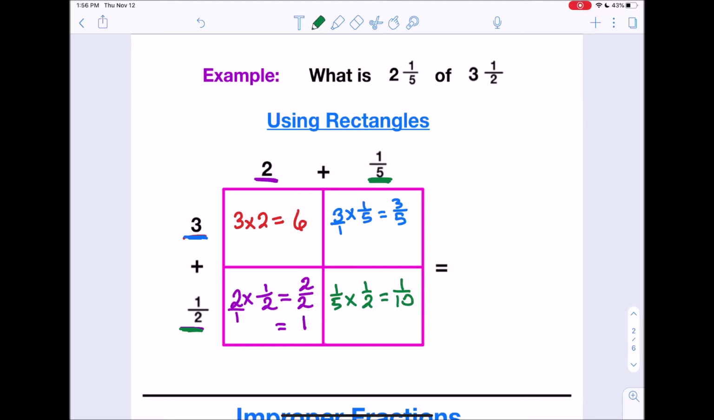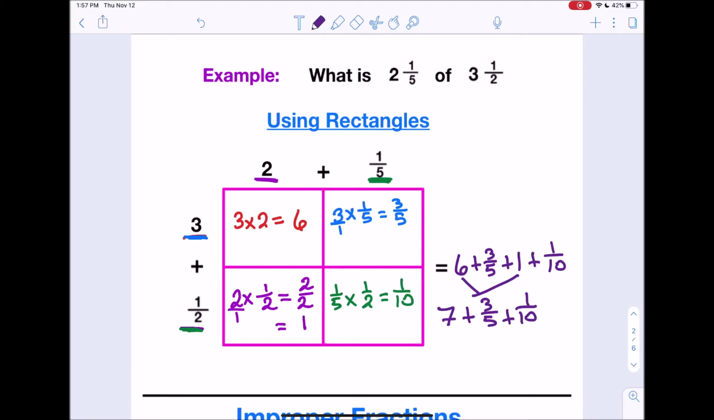Now that we've multiplied the different parts and we have our answers, all we have to do is add them all up. So this is going to equal 6 plus 3/5 plus 1 plus 1/10. Now, I can do the 1 and the 6 very easily. So 6 plus 1 is 7, and we have 7 plus 3/5 plus 1/10.